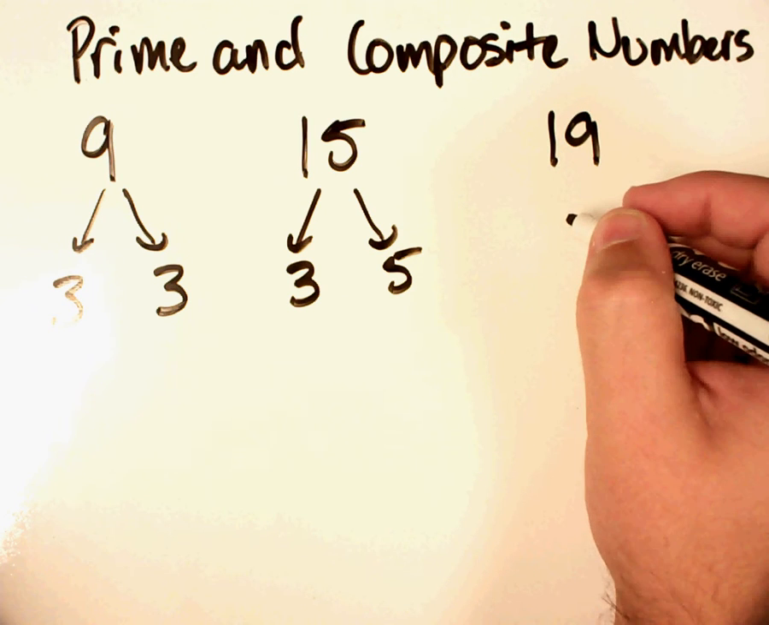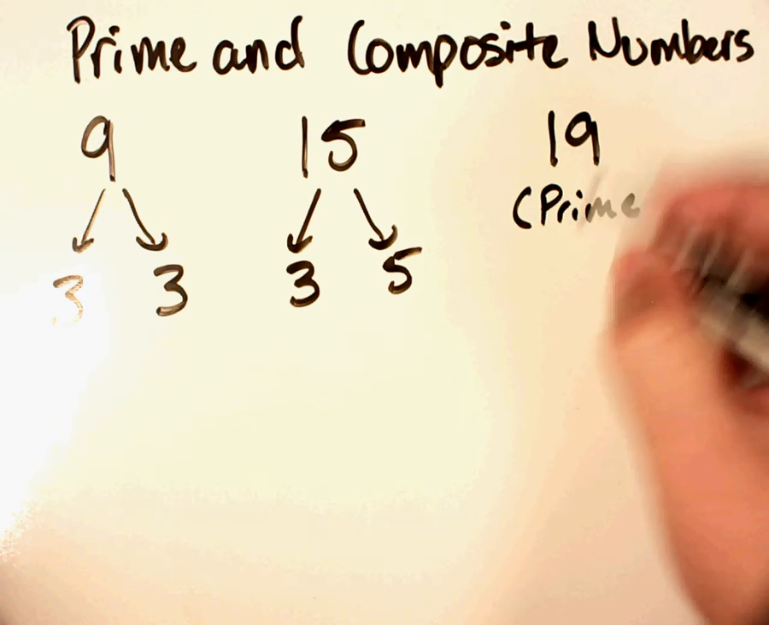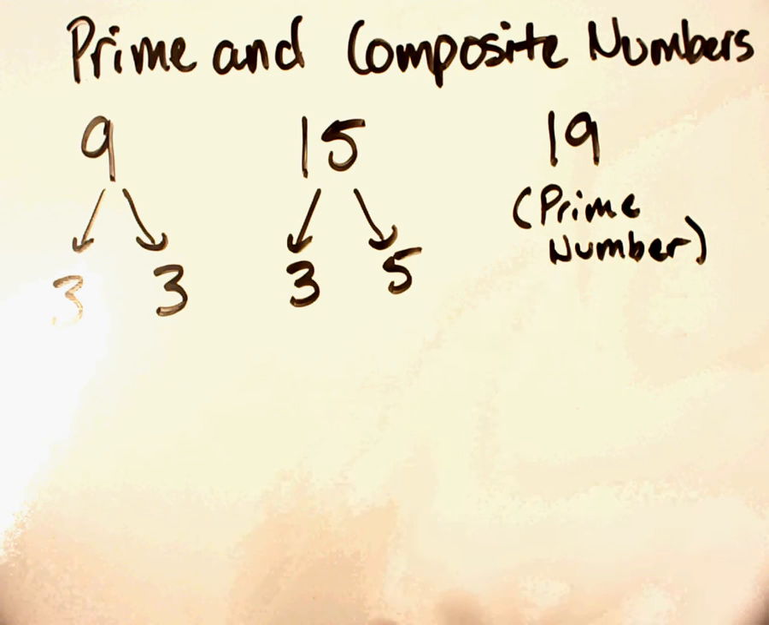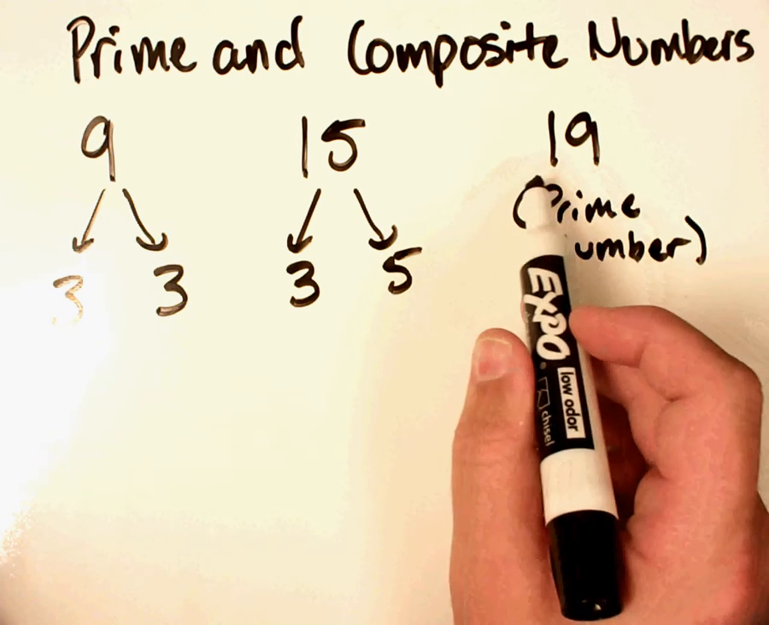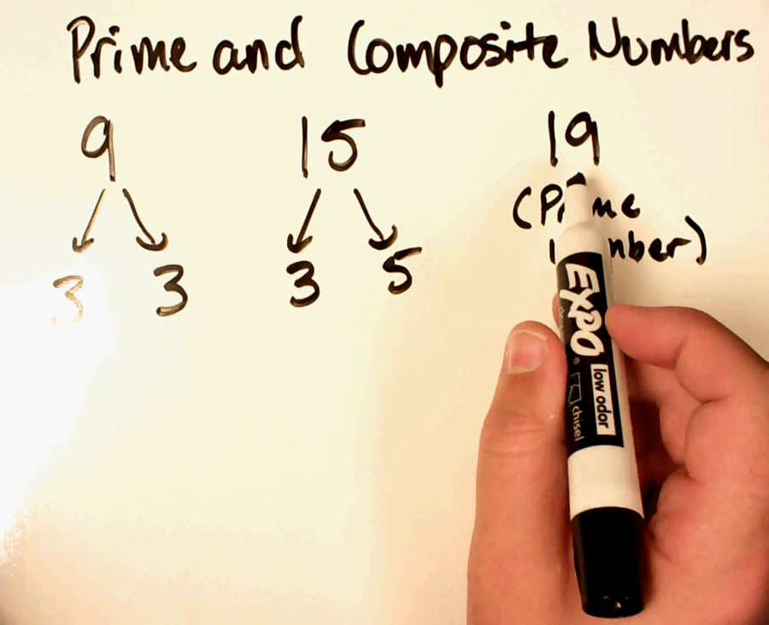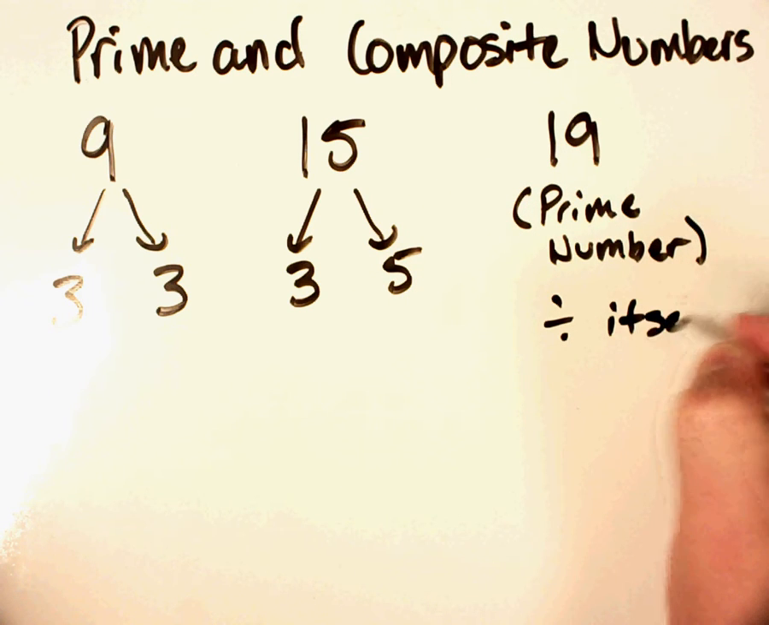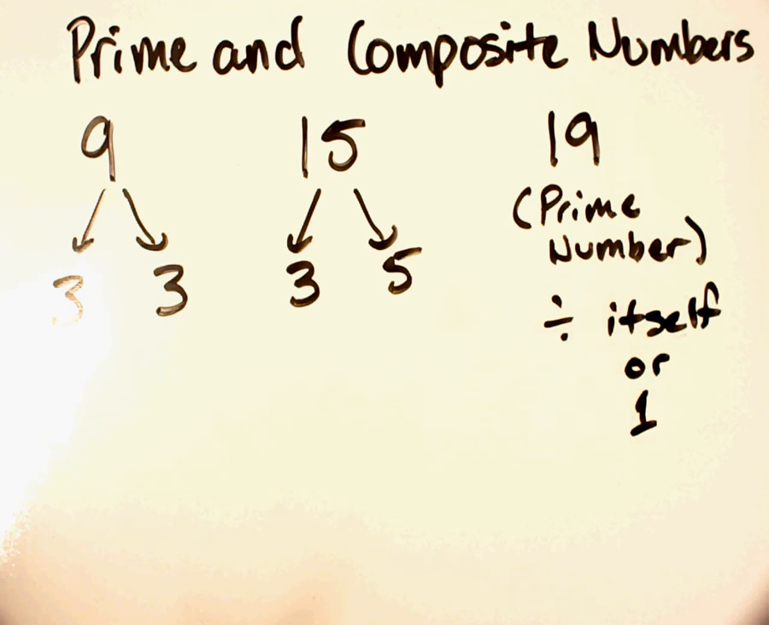So, what that tells me is this is a prime number. And I know that because the only thing I can divide 19 by is either itself, 19, or 1. That's the only way for me to divide this number up.